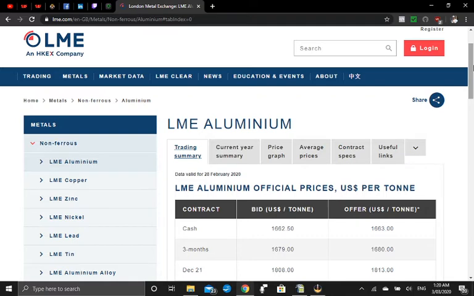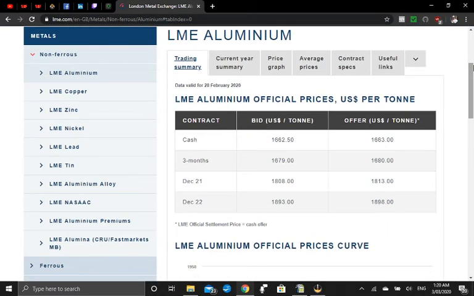The payment terms, I've covered this in other podcasts. I won't cover them again. It's the same for most, if not all, products. If you go to the LME site, as we covered in the previous podcast on copper, the price of aluminium is based off the LME. Currently, as you can see right now, it is sitting at $1,662.50 US per ton.